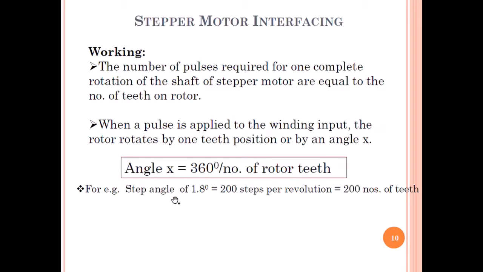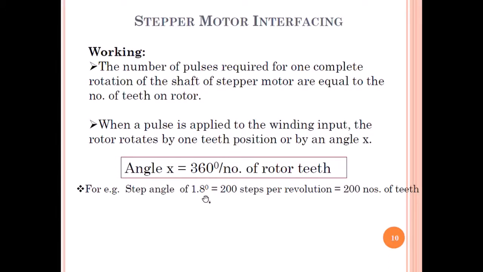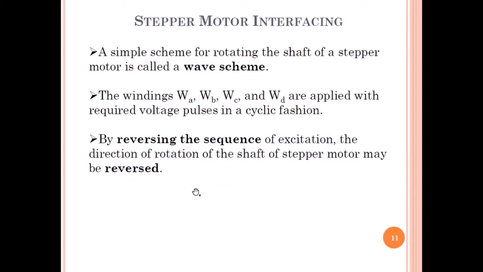For example, if we have 200 rotor teeth, that is 200 steps per revolution. Instead of 6 we have 200 teeth. So every time it will move a little, then a little, again a little, until it completes 360 degrees. How much is that little? That little is 1.8 degrees, because 360 divided by 200 is 1.8 degrees.